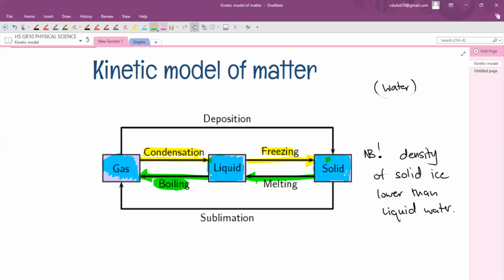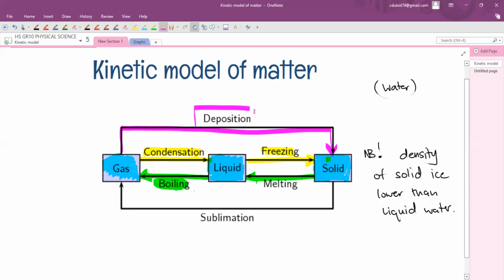And then there are 2 new words that you might not know. When something transforms from gas phase directly to solid phase, it's called deposition. Your textbook might use another word there, might. And when it goes directly from a solid to a gas, that's called sublimation. So these are all words that you have to learn because you'll have to use those words in explanation.